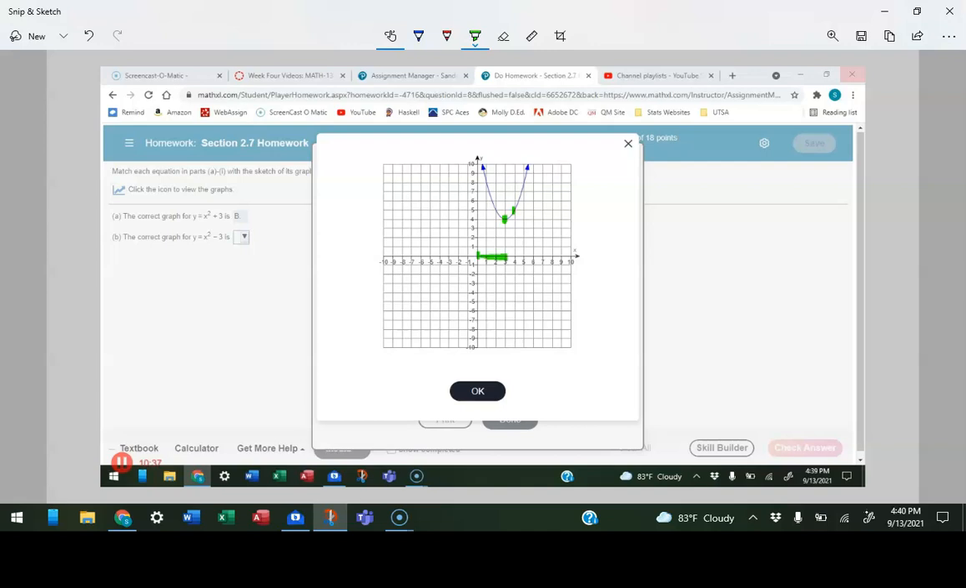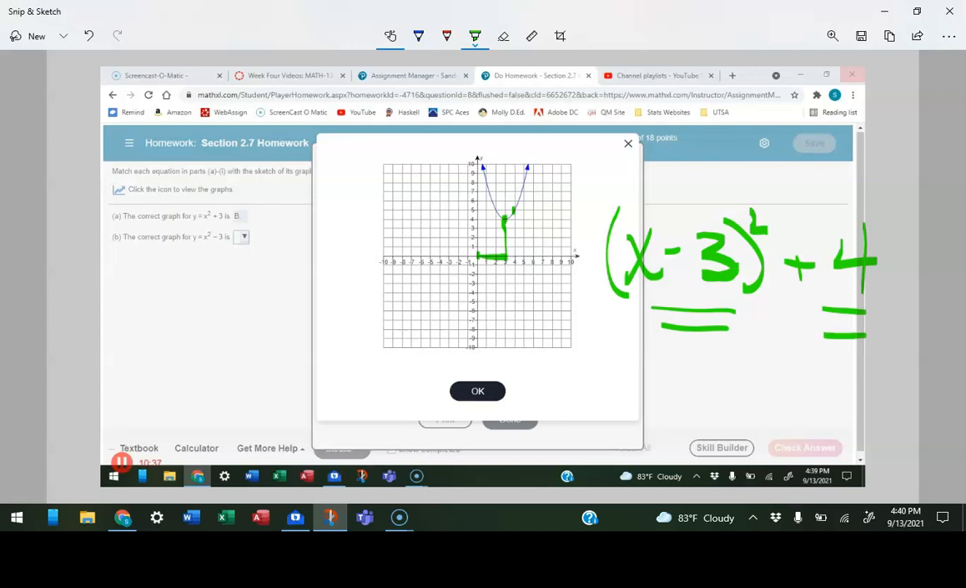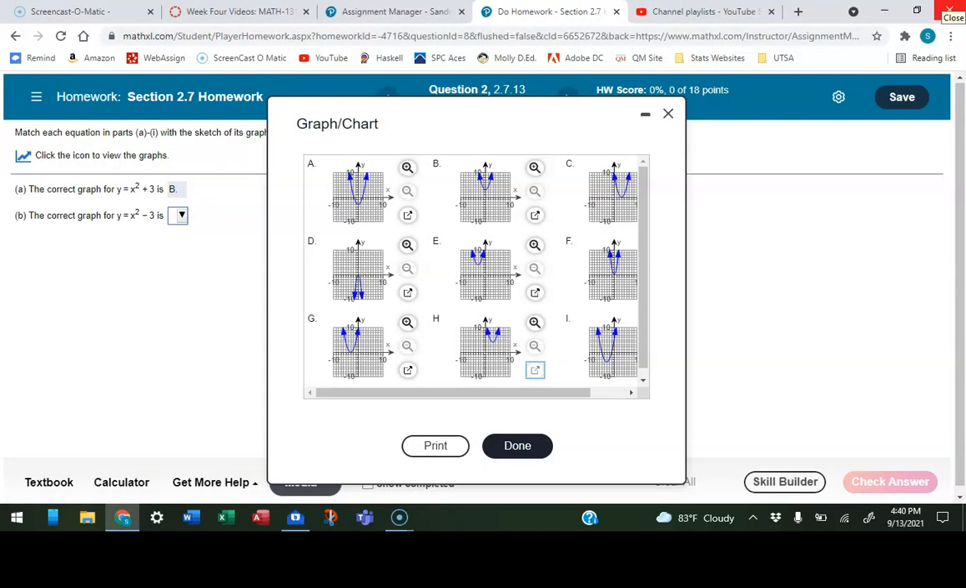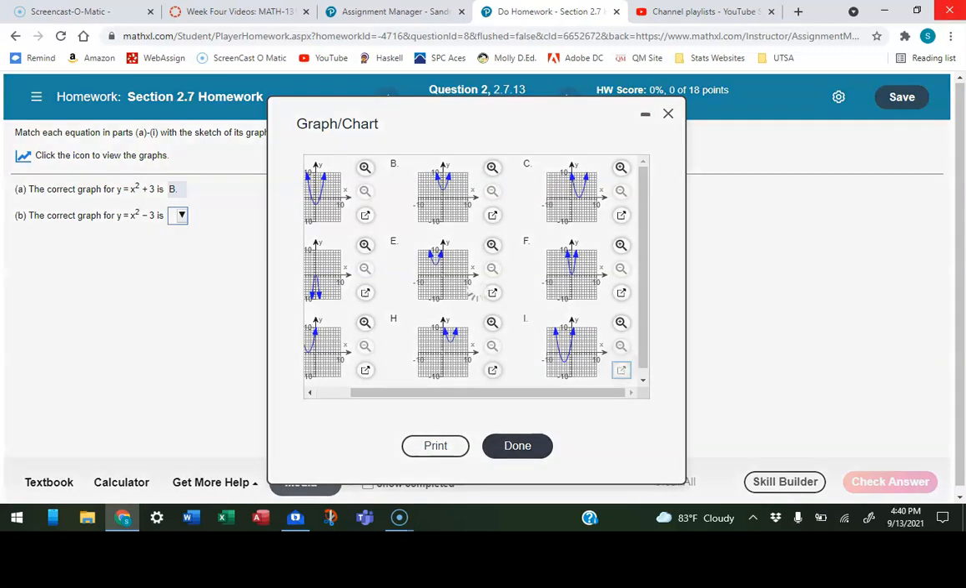I moved right 3 and up 4. So there's no coefficient. It didn't get flipped, so I don't have to worry about negatives, but I did move right or left and I did move up or down. So I moved right 3 units. Remember, go opposite. And then I went up 4. Your number inside with the x tells you left, right, and the number hanging off on the end tells you up, down.